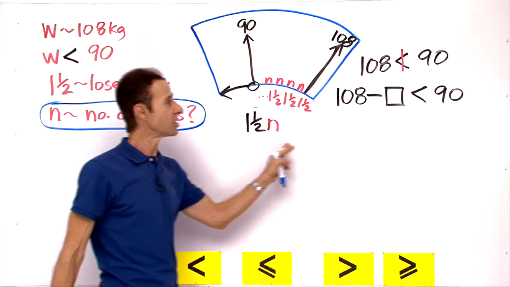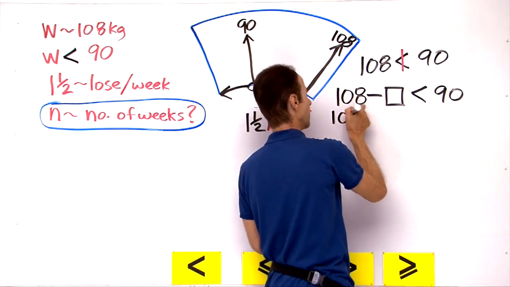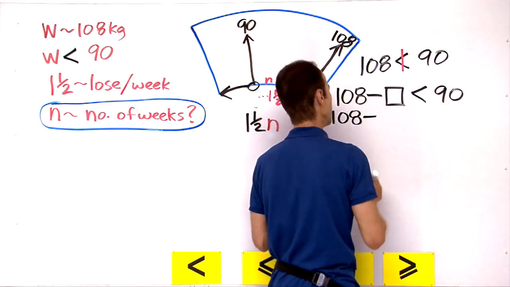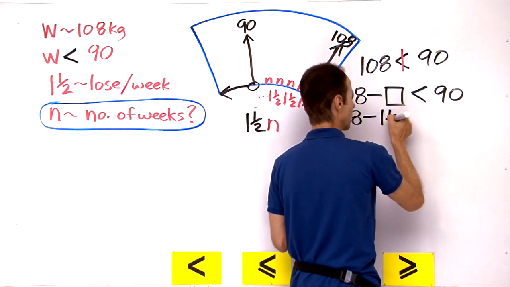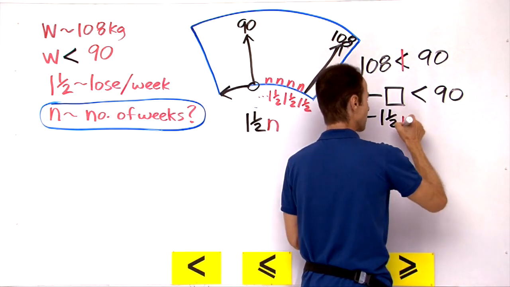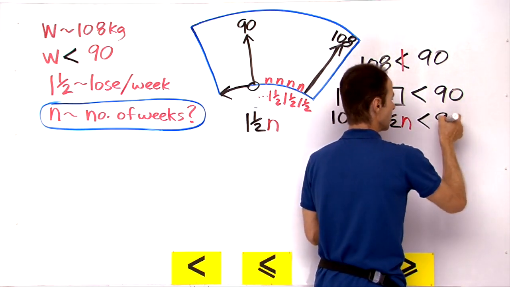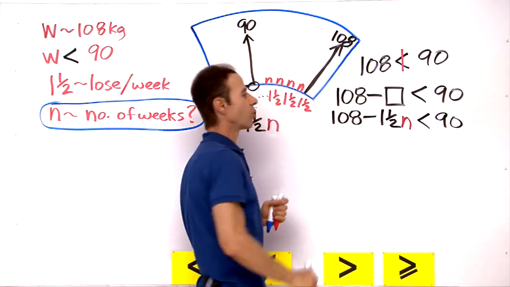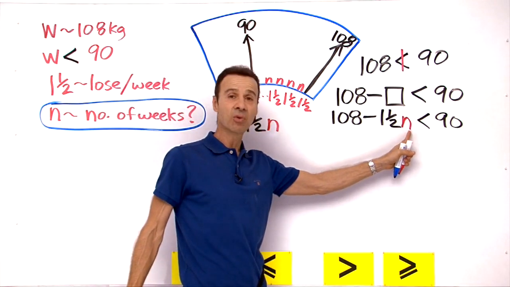So let's take that and slot it in right there. So the inequality will read 108, take away, with his exercise and diet, he will lose 1.5 kilograms for a certain number of weeks. And that will be less than 90 kilograms. Well, there's our inequality.